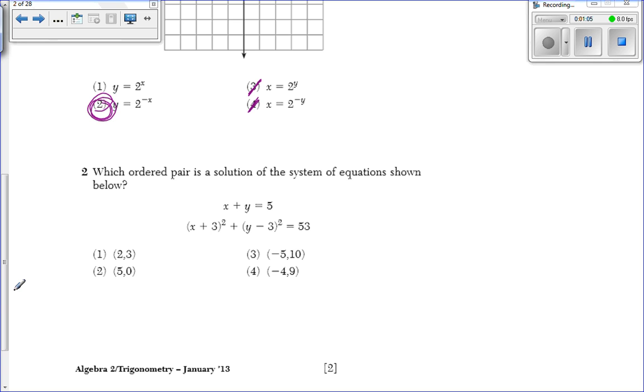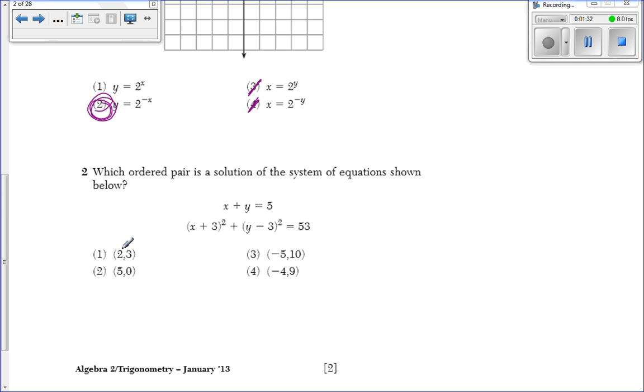Number 2, which ordered pair is a solution of the systems of equations shown below? You can't just type this into the calculator because this bottom equation is a circle and the top equation is a line. So we're trying to figure out where the circle and the line intersect. The best way to do this problem is to just start substituting in and see which one works for both equations.